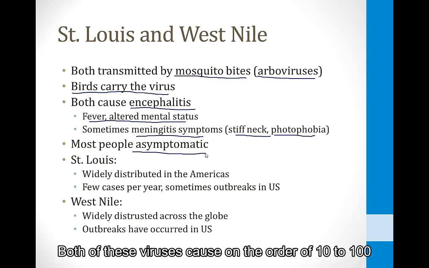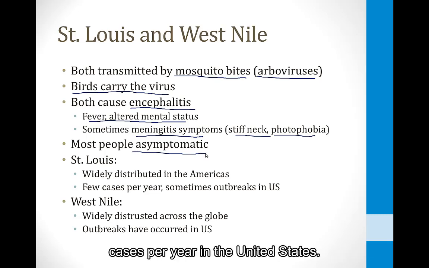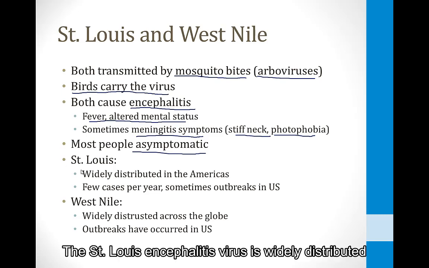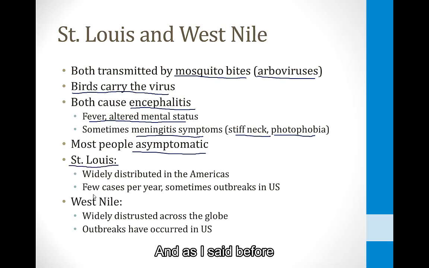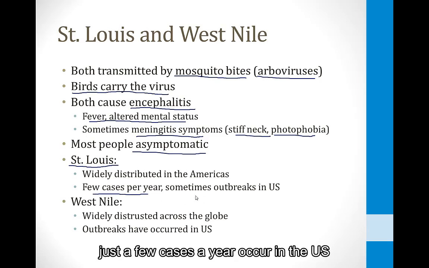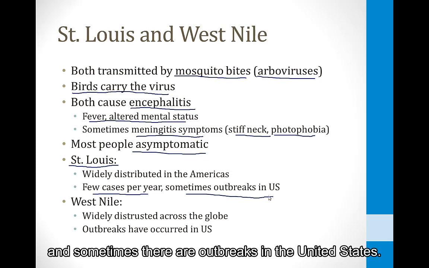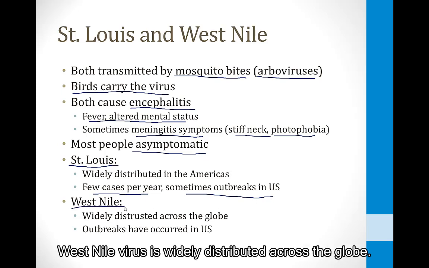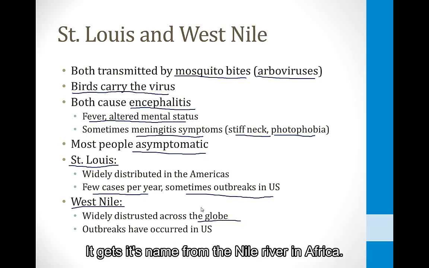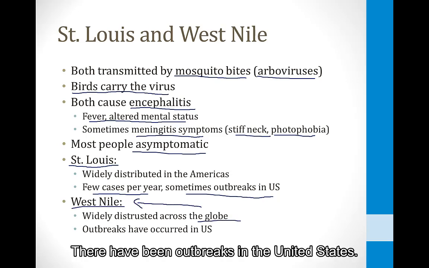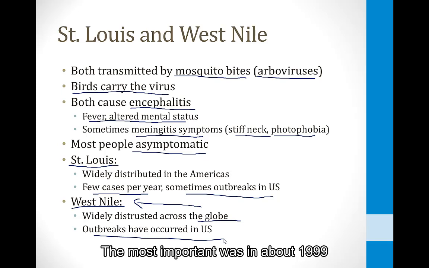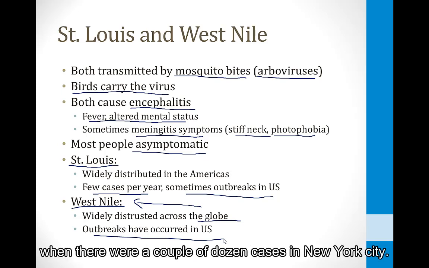Both of these viruses cause on the order of 10 to 100 cases per year in the United States. The St. Louis encephalitis virus is widely distributed in the Americas, and as I said before, just a few cases a year occur in the U.S., and sometimes there are outbreaks in the United States. West Nile virus is widely distributed across the globe. It gets its name from the Nile River in Africa. There have been outbreaks in the United States. The most important was in about 1999, when there were a couple of dozen cases in New York City.